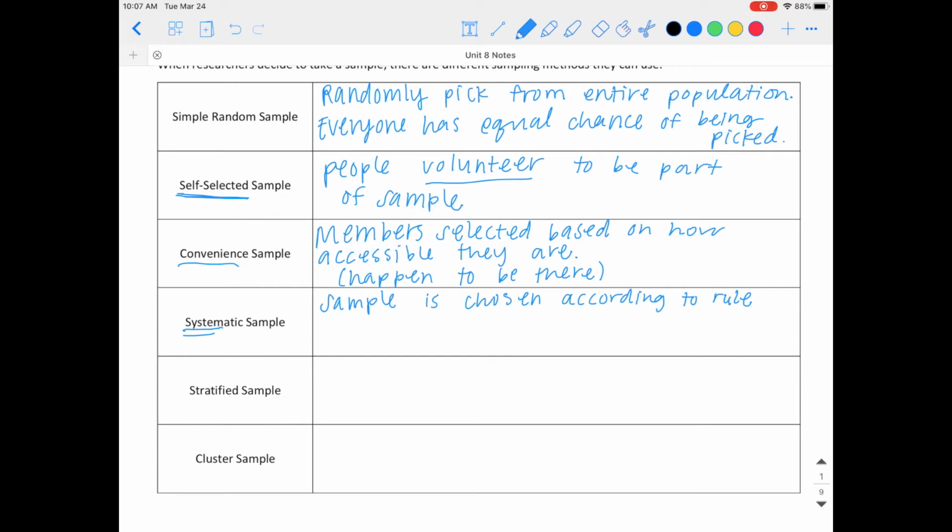So the most common one for this would be if I pick every 7th person on my roster. Same as the simple random sample, I'm looking at a roster of the entire school, but instead of using a computer to randomly pick, I'm going to pick every 7th person. That would be a systematic sample.